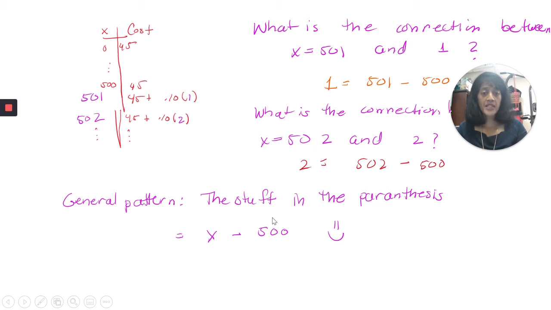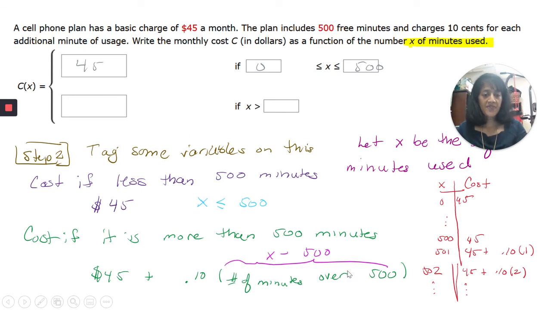So the general pattern is the stuff in the parentheses will be x, which is this 501, 502, the variable that's changing in the x column, minus 500, because I'm constantly subtracting 500 to get this stuff in the brackets. So what is the stuff in the brackets? It's x minus 500. I probably made that simple, but it is simple once you break it down with numbers. If someone's giving that to you without that, they're actually just going through that in their mind and not putting that step down. But that's what's going through people's minds. 45 plus 0.10 times (x minus 500) when x is bigger than 500. That's that one.